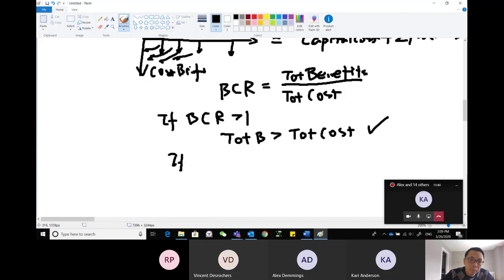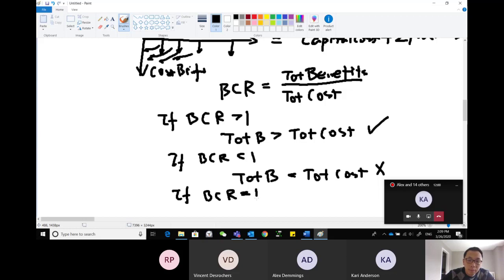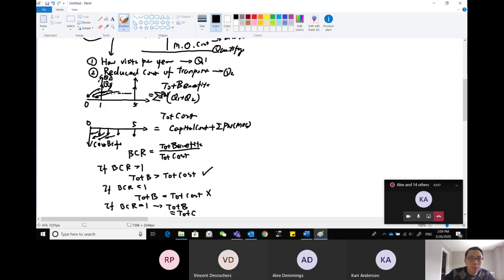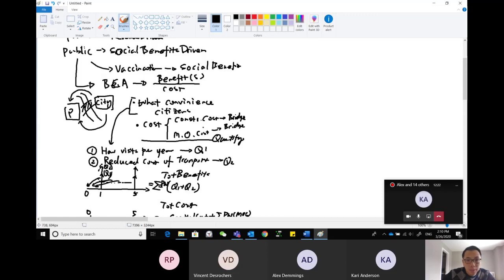So if BCR is less than 1, that will give us a situation of this. So we'll reject the project. And then if BCR is equal to 1, that's basically a break-even situation where our total benefits are equal to our total cost for building the bridge. So that's a simple example about how we use the benefit cost ratio and benefit cost analysis for analyzing a bridge construction project by the government.